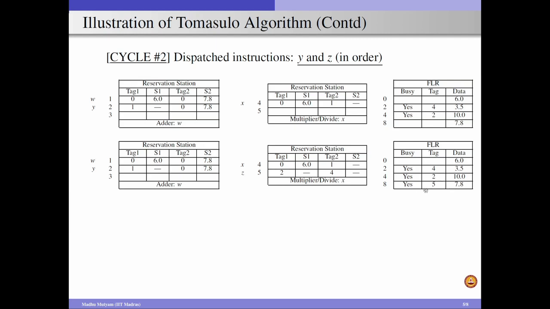The tag field now has the value 5 for the R8 entry in the register file, and this 5 indicates that the instruction that is stored in the 5th reservation station entry is going to supply the data required for this R8. So that is what is indicated here. Effectively, at the end of the second cycle, the state of the register file is like this.